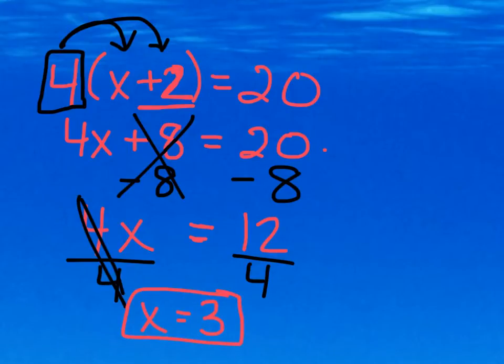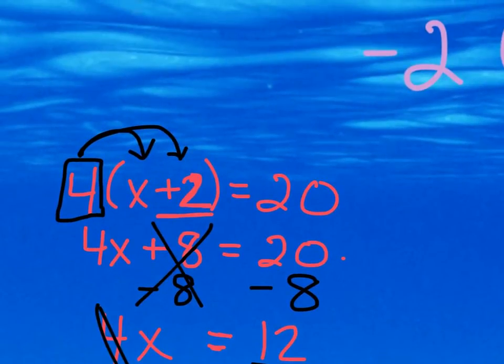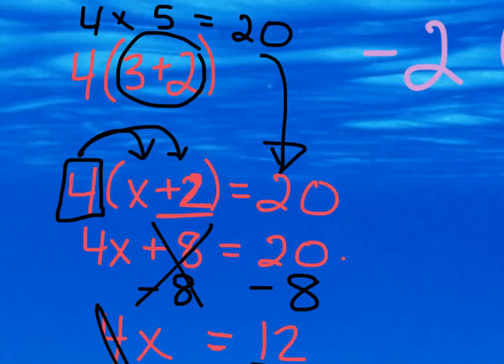And let's check our answer real quick here. If x was equal to 3, our equation up here would become 4 times 3 plus 2 instead of x plus 2. And I know that 3 plus 2 is the same thing as 5. And 4 times 5 is in fact 20, which is the answer we were going for. So we know that is the correct answer.